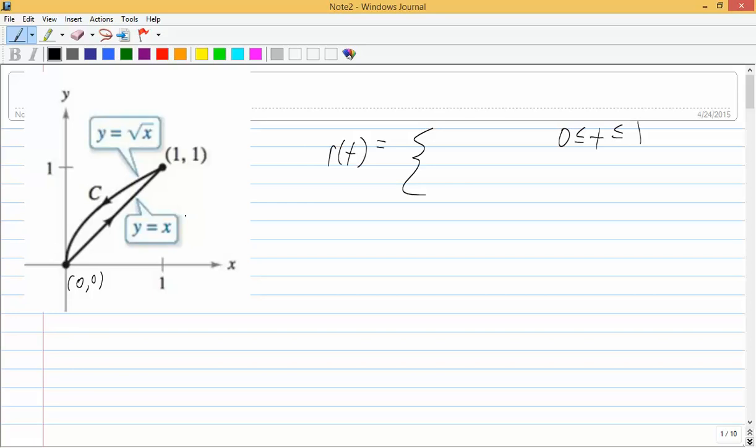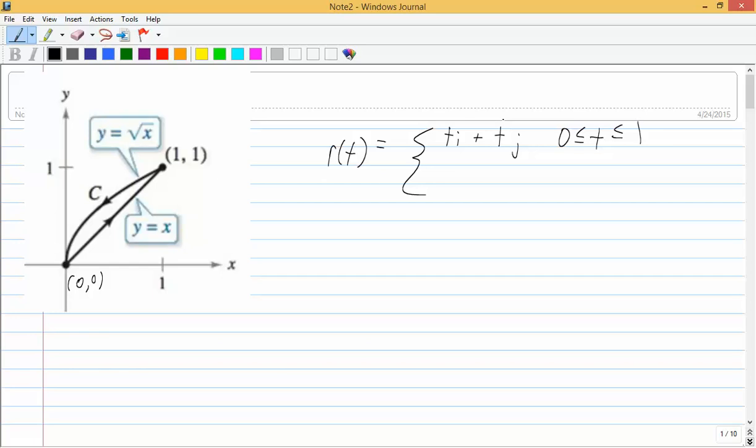So how could we go from 0 to 1 on the x and 0 to 1 on the y? One way to do that would be t times i plus t times j, right? When t equals 1, you'd have 1, 1. There's probably other equations you could choose, but that's the way that I see that.